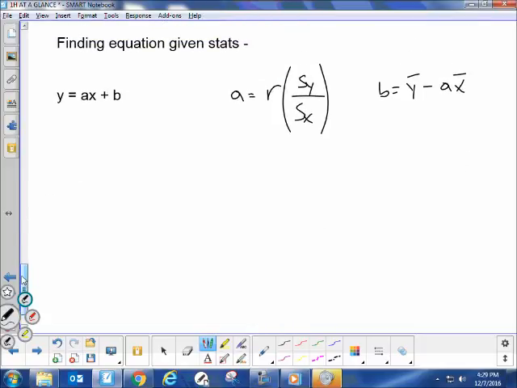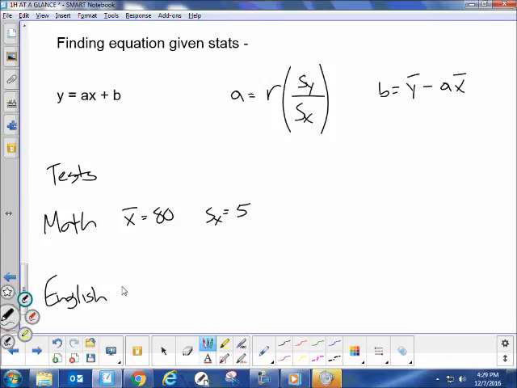So let's just say for test grades, for a math test, the mean was 80 and the standard deviation was 5. And let's say for an English test, the mean was 75 and the standard deviation was 7. Find the equation of the line of best fit for your data. Typically we'll have the x's as our explanatory and the y's as our response. Hopefully we'll try to say that math is going to predict English scores. But who knows? It will depend on the question.